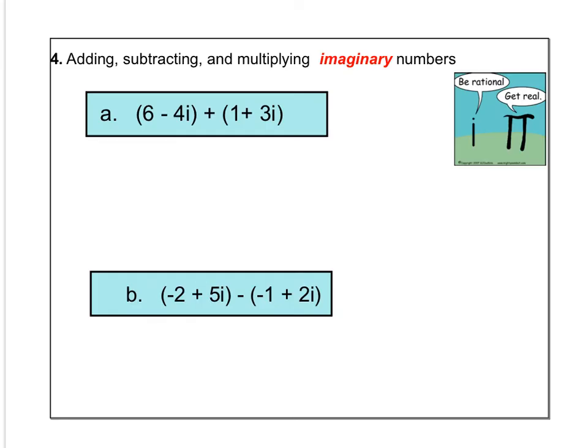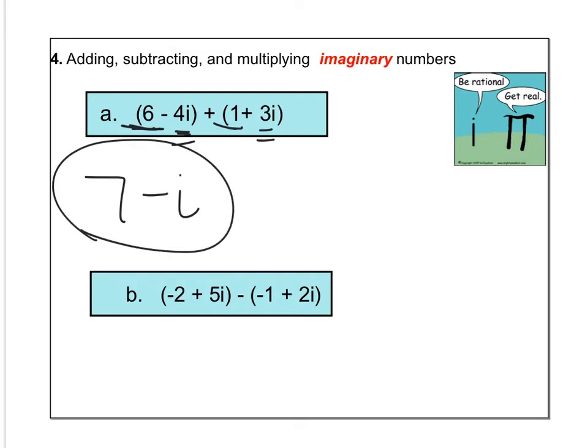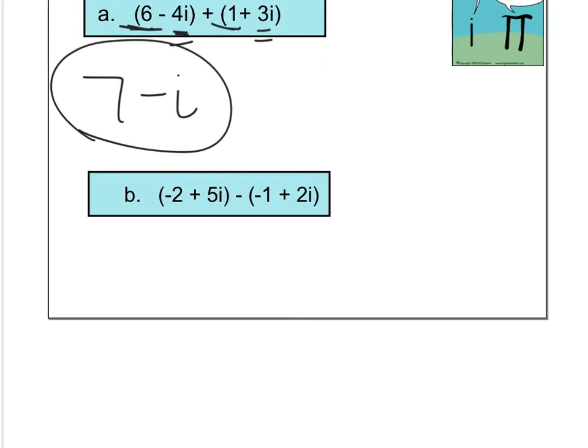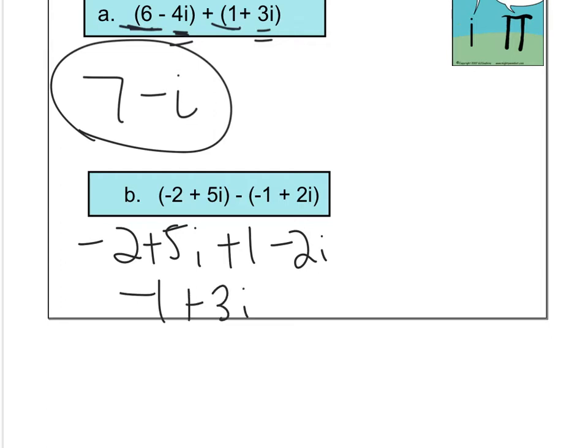So add, subtract, multiply, same kind of idea. What you do is you put together what's called the real parts, so like the 6 and 1, and then you put together the imaginary parts, the parts with i. So that's going to be 7 minus i. That's my answer. Here, same kind of idea. It almost acts like a variable in this situation. So I go plus 1 minus 2i. So it becomes negative 1 plus 3i. There's my answer. So it's not too tough there.